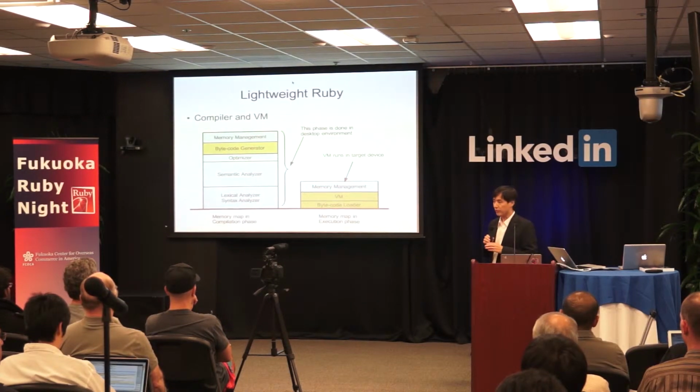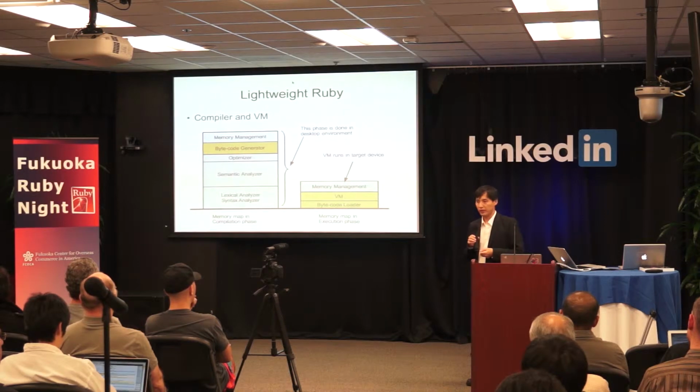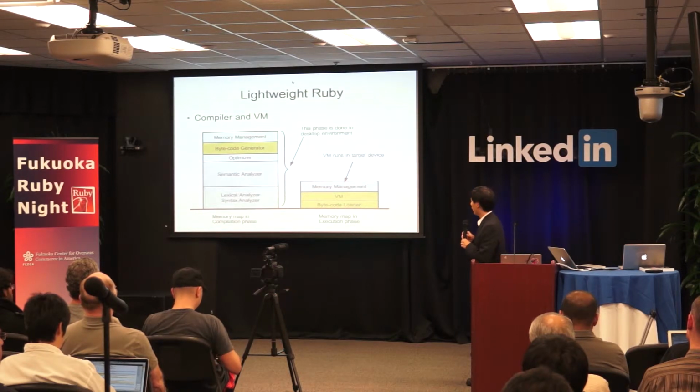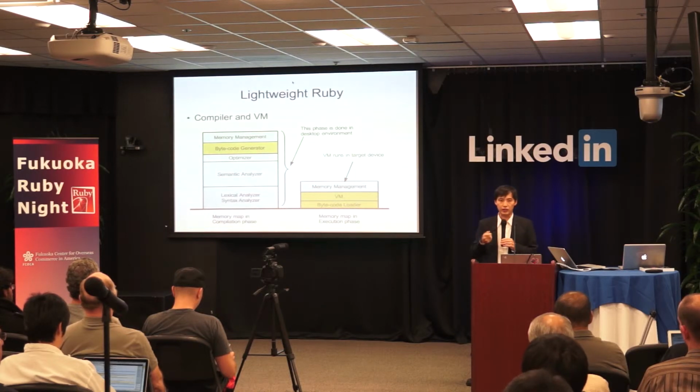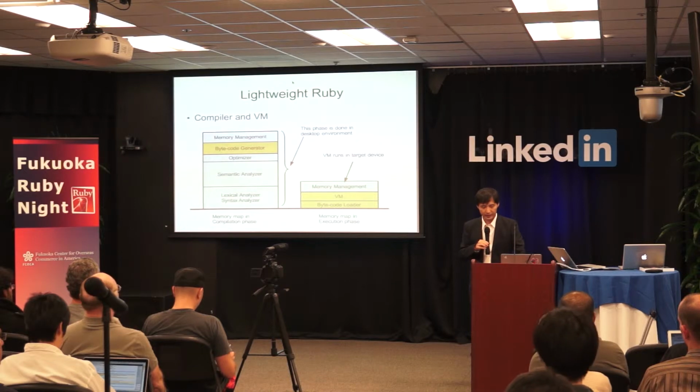The compiler generates the Ruby bytecode. That is a device-independent code. It is downloaded to the target device, then the bytecode can be recognized by the virtual machine and executed on the target device.